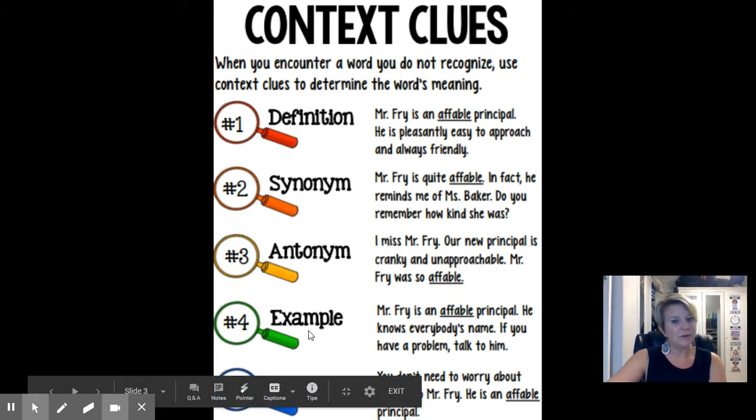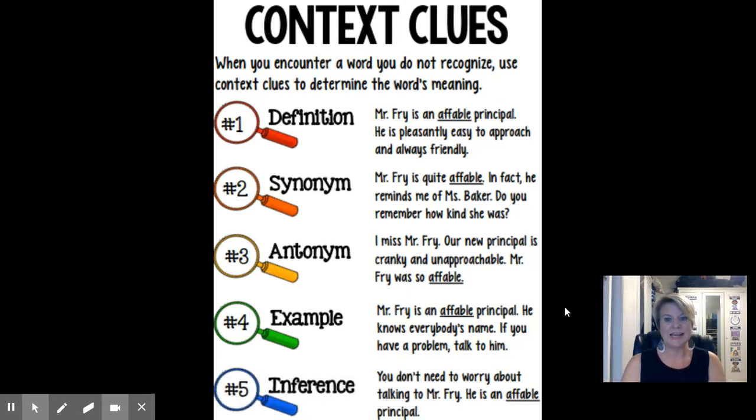All right, and then another way is through an example. Mr. Fry is an affable principal. There's that word affable.